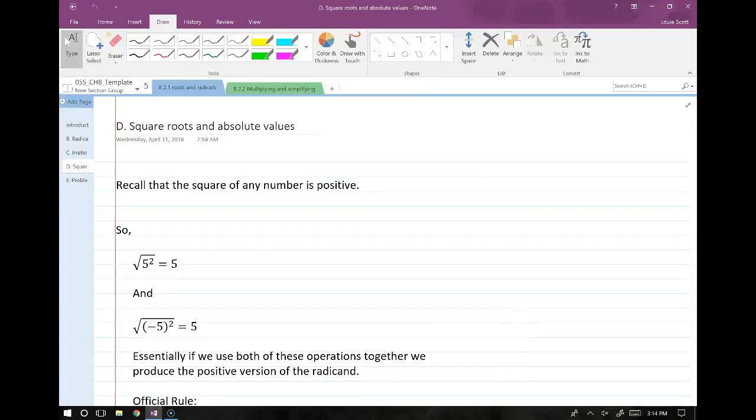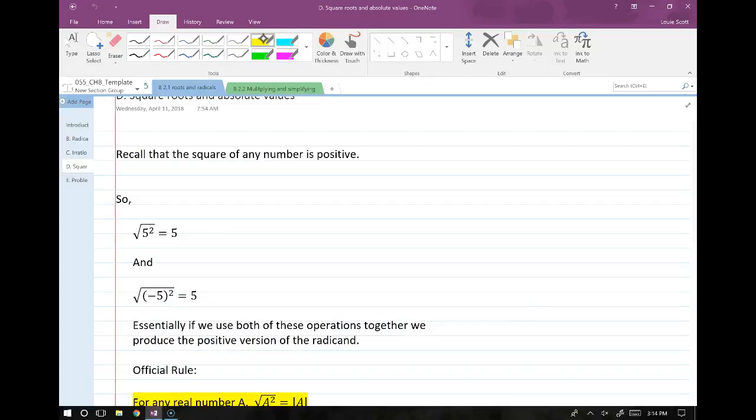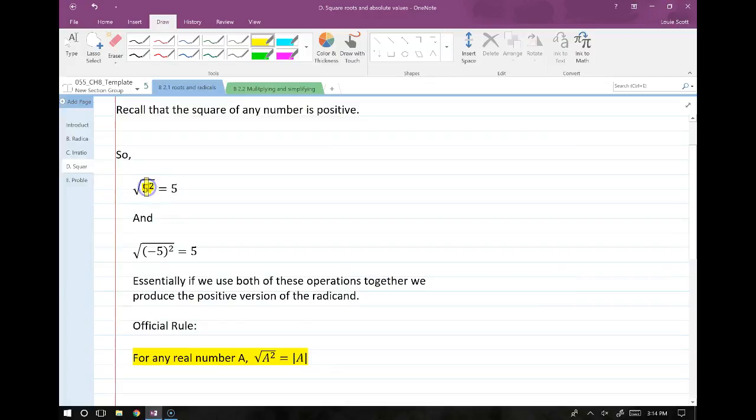Okay, I'm going to keep repeating this point. Recall that the square of any number is positive. So this means that the square root of 5 squared is 5. Does that make sense for you guys? Yeah. 5 squared is equal to 25. The square root of 25 is 5, so the square root of 5 squared equals 5. Also, the square root of negative 5 squared equals 5. Both of those end up being the same number. So essentially, when we use these two operations together, the square root and the square, it just spits out the positive version of whatever number we're dealing with.